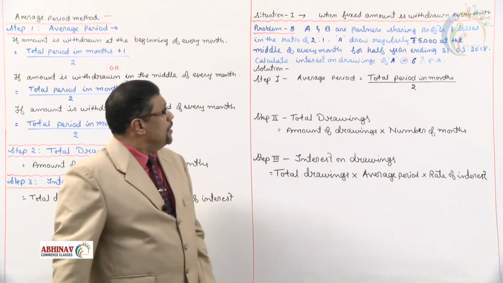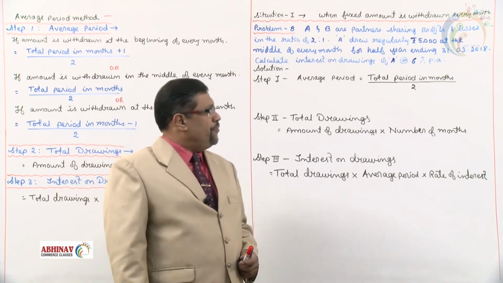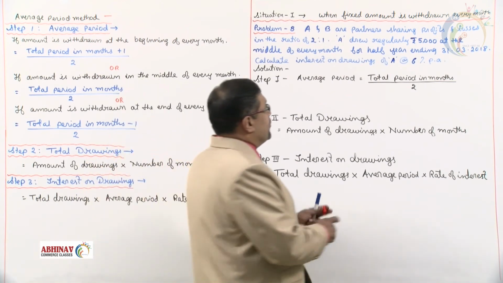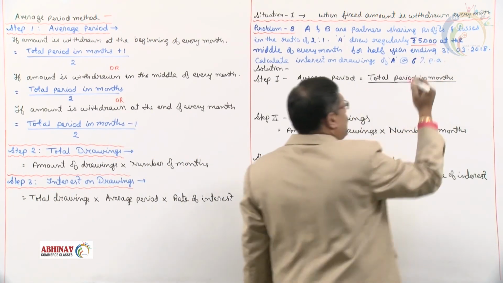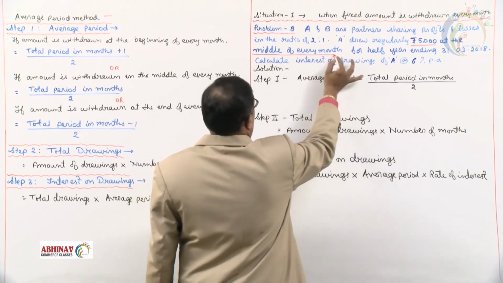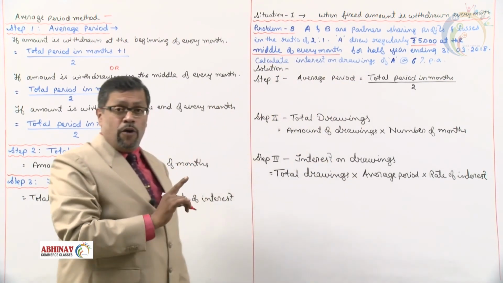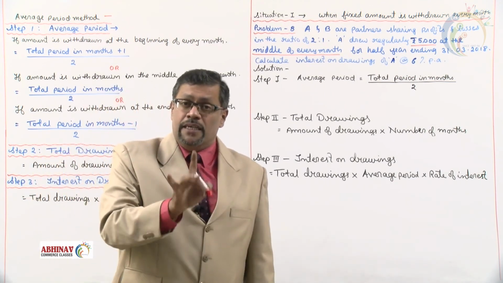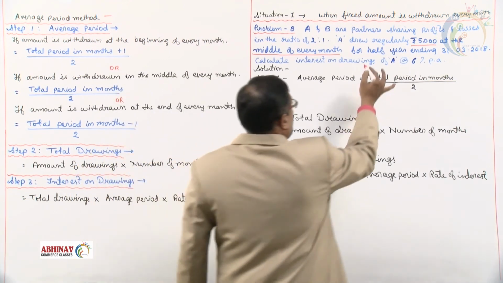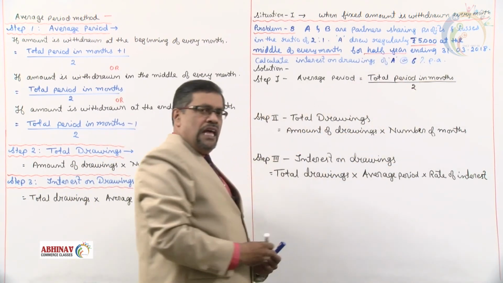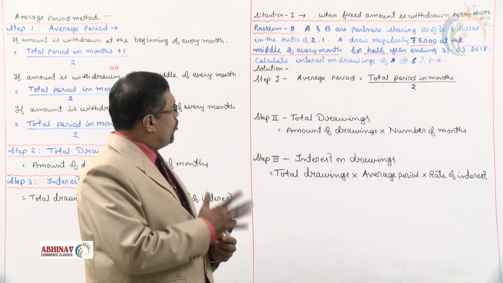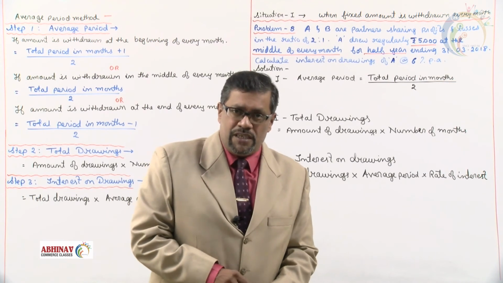Problem 8. A and B are partners sharing profits and losses in the ratio of 2:1. A drew regularly rupees 5,000 at the middle of every month. Problem number 6 was at the beginning, 7 at the end, so this is at the middle. For half year ending, not full, half year ending means for 6 months ending. We need to calculate the interest on drawings of A at 6% per annum.